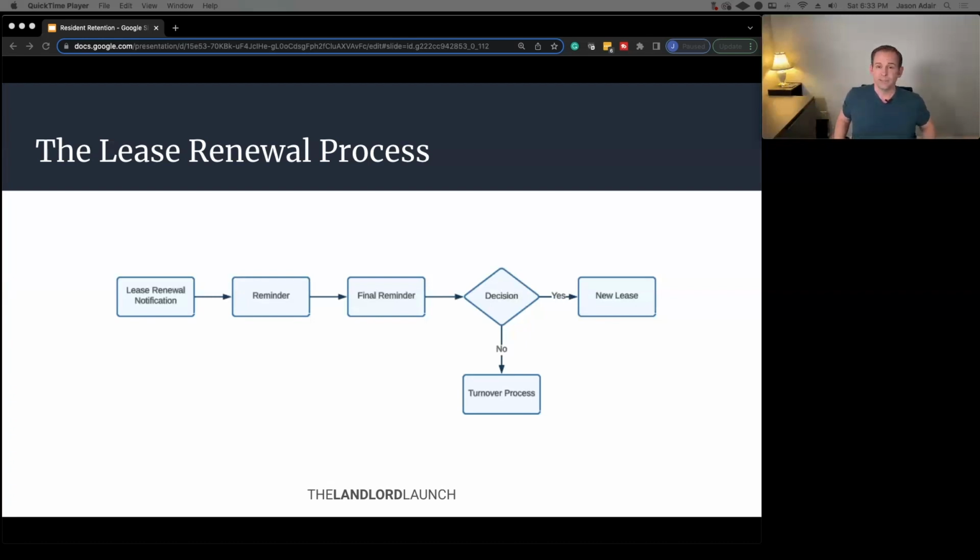Somewhere along there's going to be a decision that theoretically is made, and if they decide to stay, then we're going to do new lease paperwork or some sort of renewal paperwork, and if not, we're going to move into the turnover process. So that's the basic lease renewal process. Let's touch on those here for a moment.